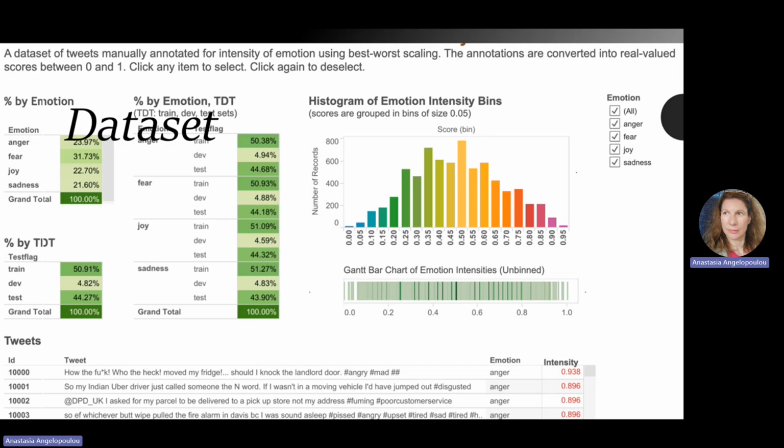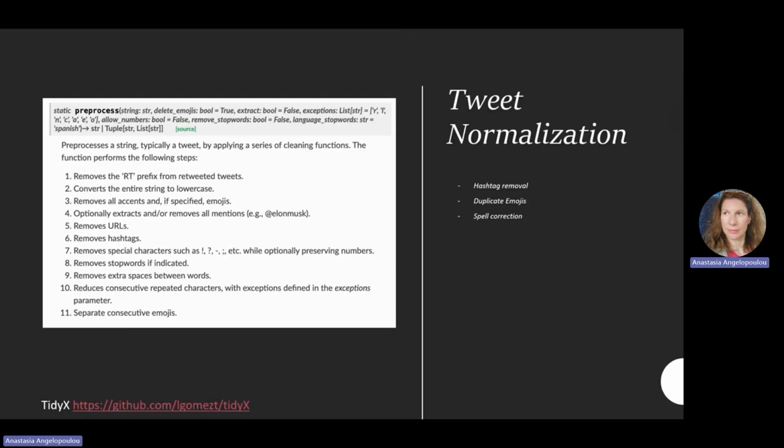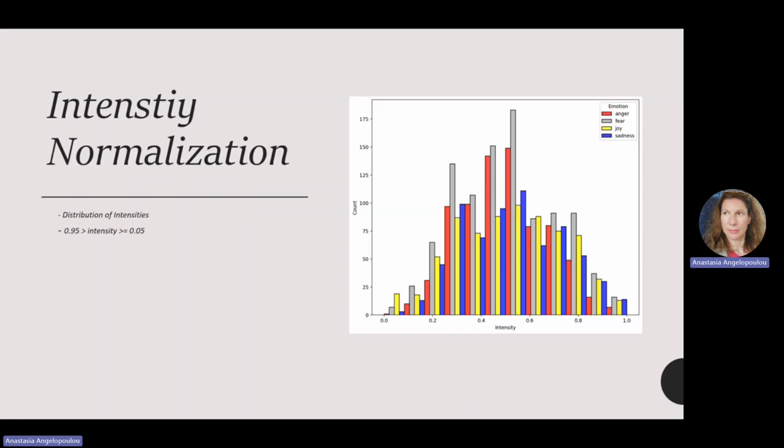So they have used best will scaling to reduce that. On the top, we can see the distribution of intensities as well in the whole data set. Moving forward, what we have done with this data set is tweet normalization, where we remove the hashtags, duplicate emojis, and also spell correction, along with a range of things that are mentioned here. And then we move to the intensity normalization.